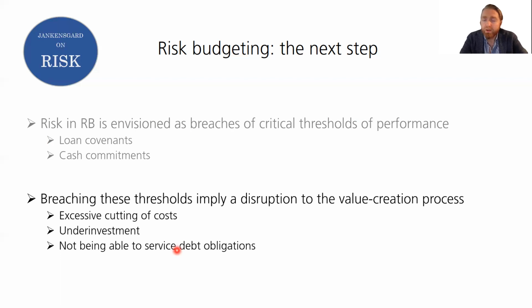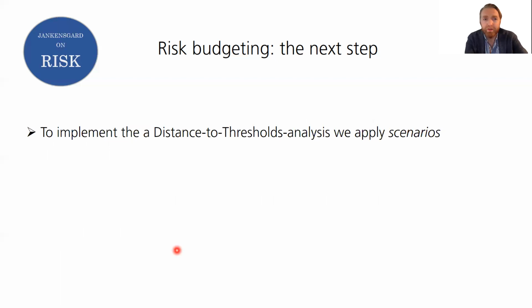So in various ways, not being able to meet these thresholds is going to be negative from the point of view of executing your strategy optimally. So that's the thinking here in risk budgeting. That's how we frame risk. And we have a so-called distance to threshold analysis for that, so that we are always looking and evaluating how close we are to these thresholds, and policies can move us further away or closer to these thresholds.